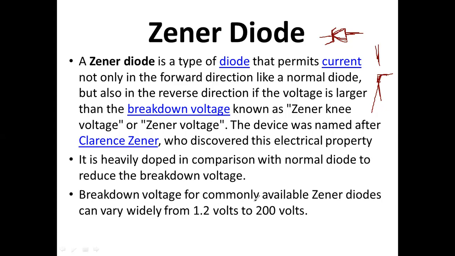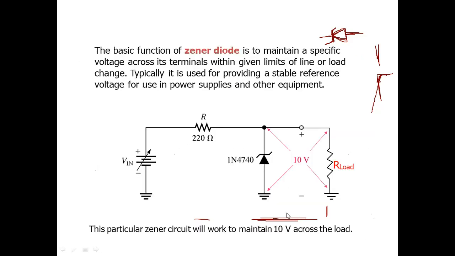The breakdown voltage for commonly available Zener diodes can vary widely from 1.2 volt to 200 volt. Listen here, it goes up to 200 volt. Normally we get 230 or 200 volt in the AC supply. So if the breakdown voltage is reduced, we can maintain the constant voltage. We'll discuss this point in the next diagram.